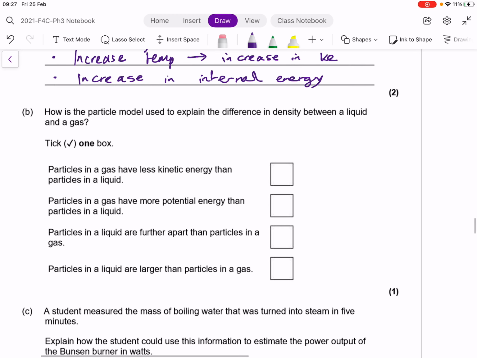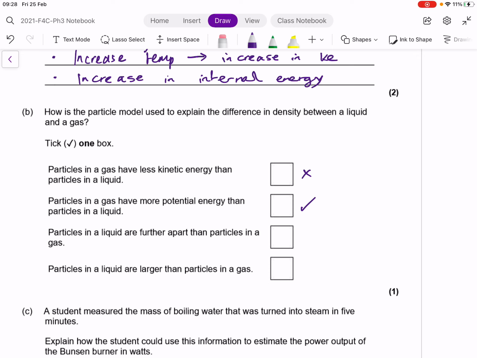Looking at this one, let's run through them. Difference in density between a liquid and a gas. Particles in gas have less kinetic energy? Would usually be more, although this is kind of a questionable idea generally, but in general, particles in gas are going to be moving faster. Particles in gas have more potential energy? That sounds good, like the molecules are more spread out, so there's more potential energy between them. There's been energy put in to separate them, so they've still got that energy as potential.